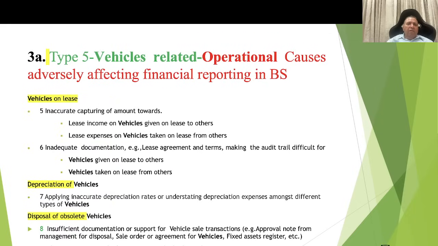Operational causes continuing. Vehicles on lease: inaccurate capturing of the amount towards lease income or lease expenses, inadequate documentation in terms of lease agreement and terms, making the audit trail difficult, for the vehicles given on lease or taken on lease. Depreciation of the vehicles: applying inaccurate depreciation rates or understating depreciation expenses amongst the different types of vehicles. Disposal of the obsolete vehicles: insufficient documentation or support for vehicle sales transaction, for example approval note from the management for disposal, sales order or the agreement for the vehicles, fixed assets register, etc., and inadequate or non-timely documentation for the sale and disposal.